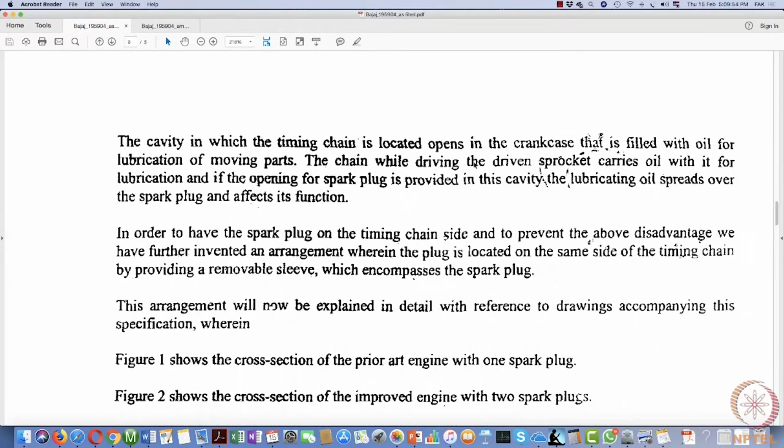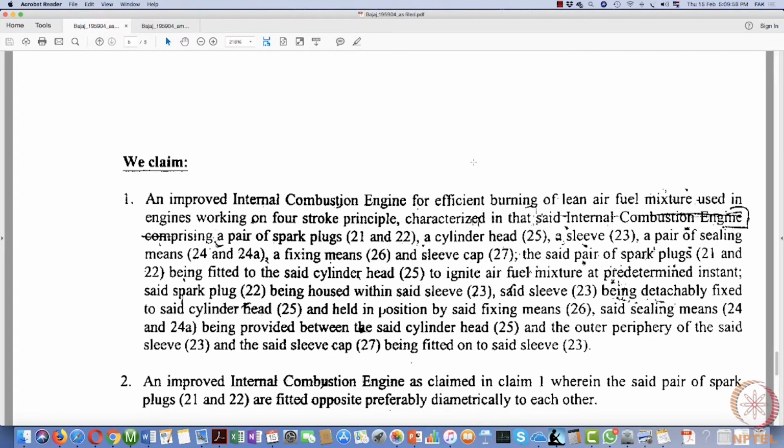Now this is the specification. We will show you, and it ends with a claim. Now we have already analyzed this claim, so I'll just quickly take you through the relevant part which introduces the amendment. It reads: an improved internal combustion engine for efficient burning of lean air fuel mixture used in engines working on 4-stroke principle, characterized in that, now that's a transition, the said engine, internal combustion engine, comprising a pair of spark plugs. The corresponding numbers in the drawings are mentioned in parentheses, which is a requirement. A cylinder head, a sleeve, a pair of sealing means, a fixing means, a sleeve cap.